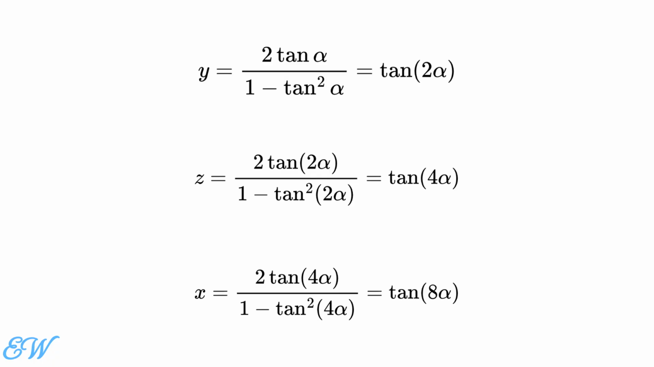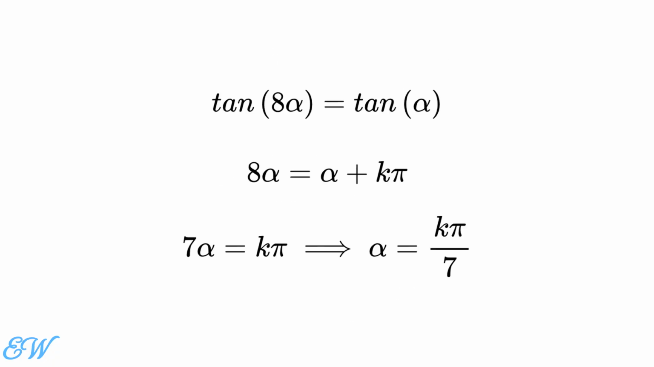Next, we can plug y is equal to tan 2 alpha into the z equation to get that z is equal to tan of 4 alpha. And then we can plug it back into the equation for x, which says that x is equal to tan of 8 alpha. Now before, we said that x is equal to tan alpha, and now we got that x is equal to tan of 8 alpha, which means that tan of 8 alpha is equal to tan of alpha.